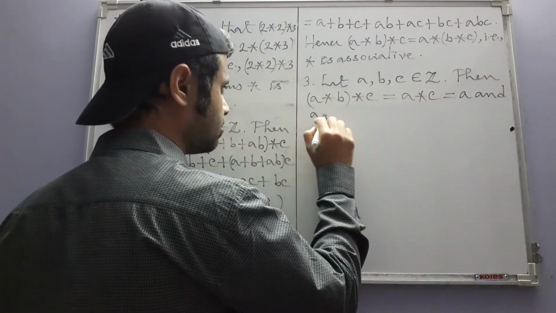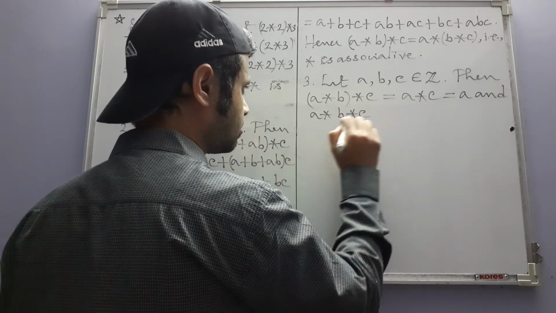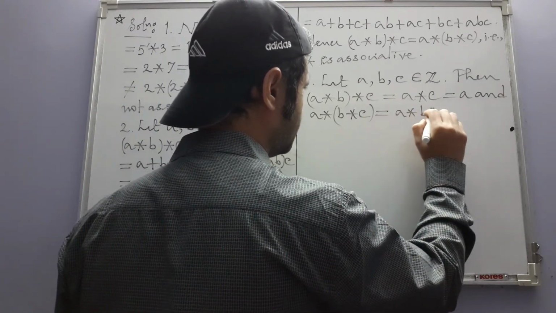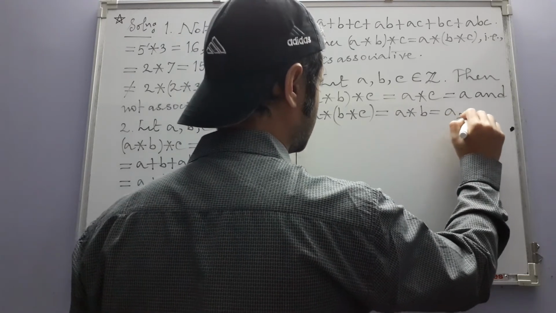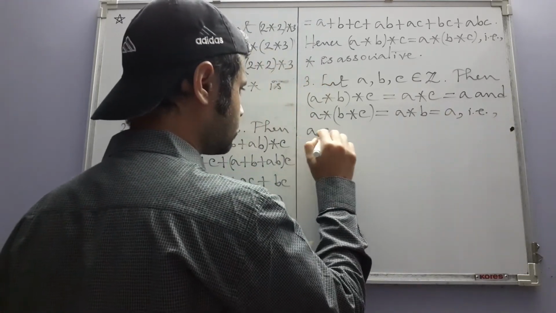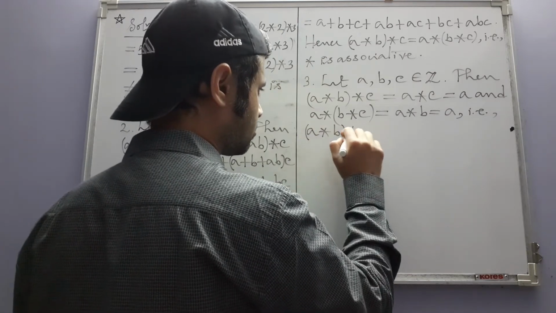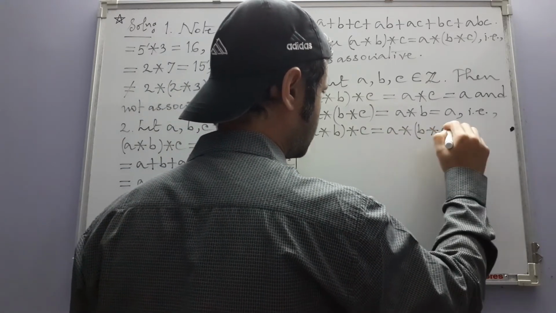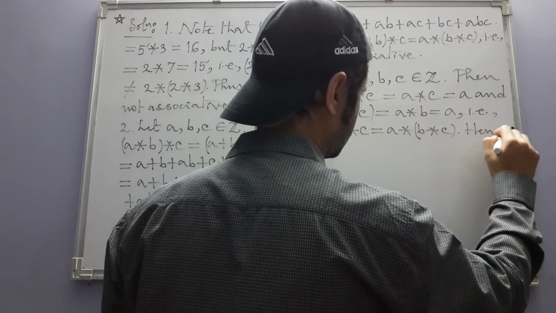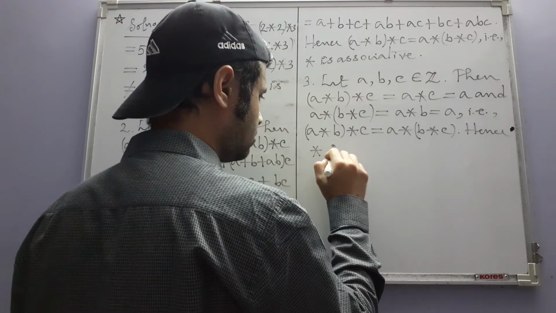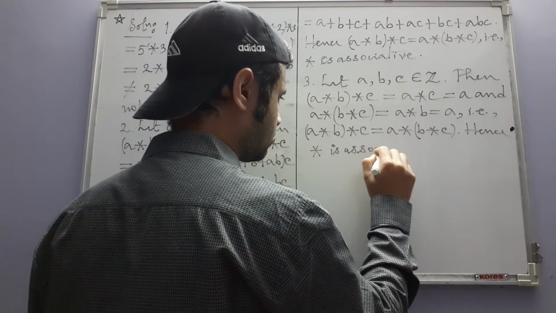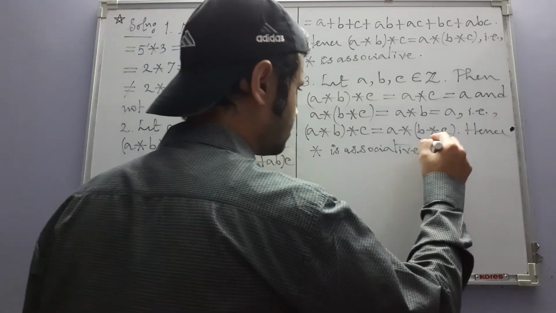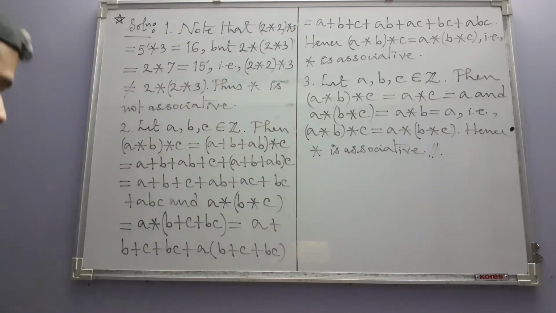Whereas if we calculate the other product, then this one is the first one, that is B, but this again is A. That is, hence the operation is associative. So that's the solution.